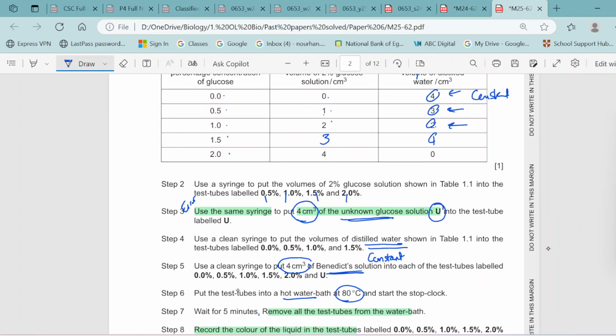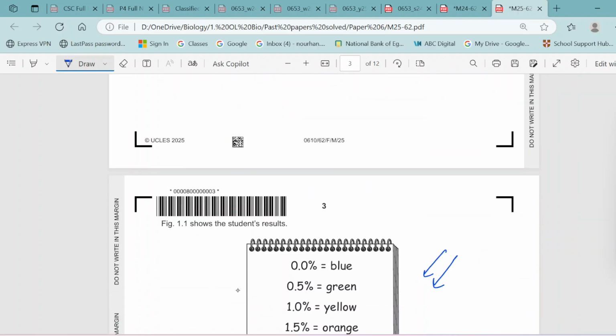Steps 2 and 3, what was the error? Using the same syringe. What is the error? It will cause contamination. It will mix these with the unknown solution that I have.